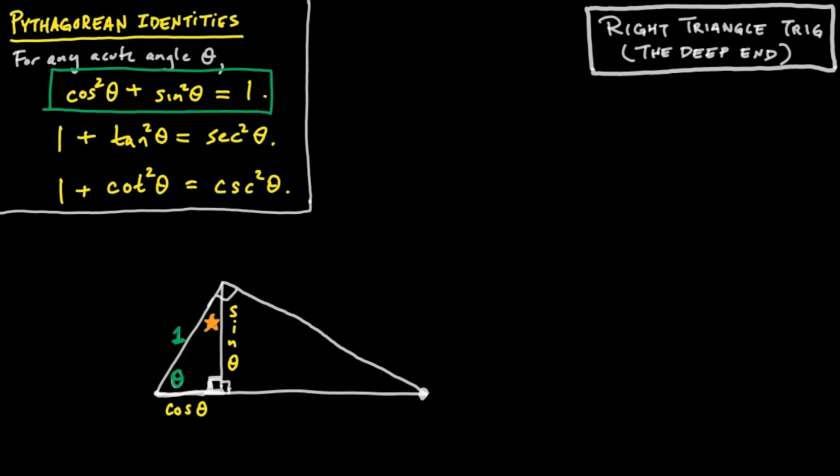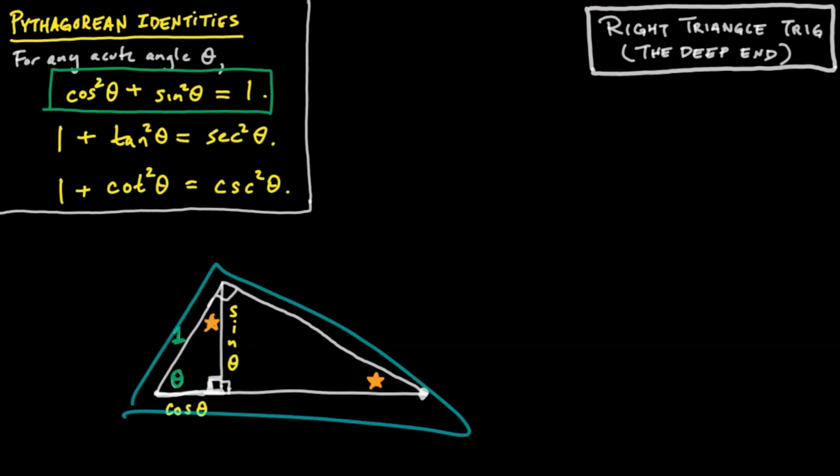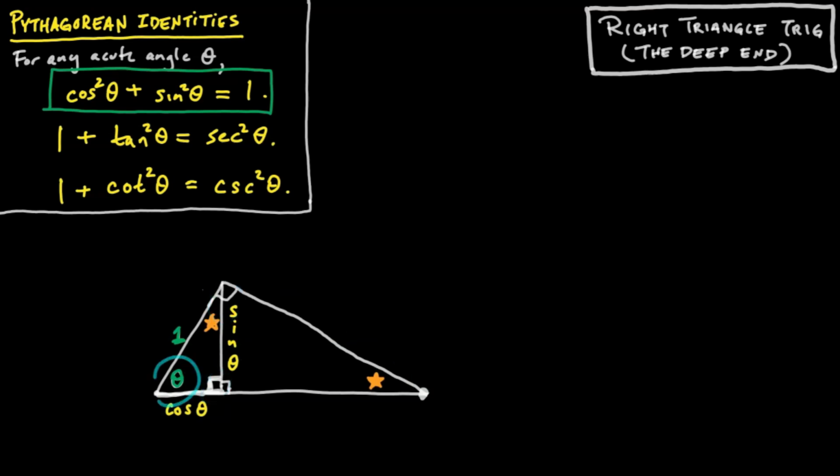are all similar. After all, let's think about the big triangle. It's a right triangle, and it contains angle theta. So its remaining angle has to be the complement of theta, which we've already said is the orange star. So our original triangle and the big triangle are clearly similar to one another by angle, angle, angle. They have all the same angles. They both have a right angle, they both have literally the same angle theta, and they both have the orange star, the complement of theta.